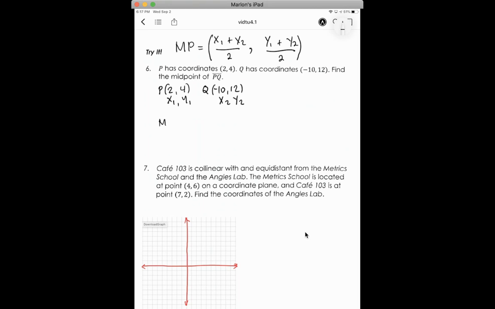So midpoint is equal to my x1, which is 2, plus my x2, which is -10, all over 2, comma, and then my y1, which is 4, plus my y2, which is 12, all over 2.